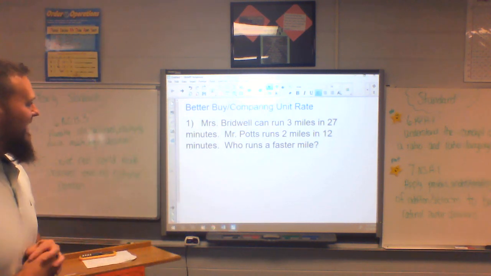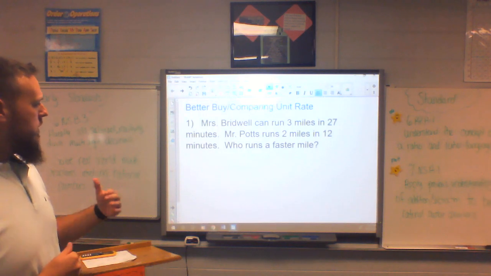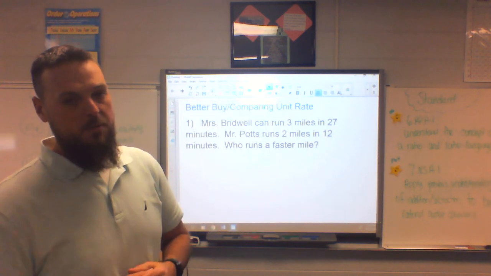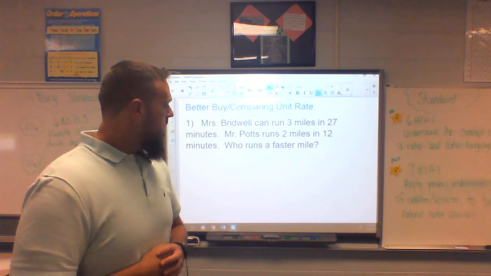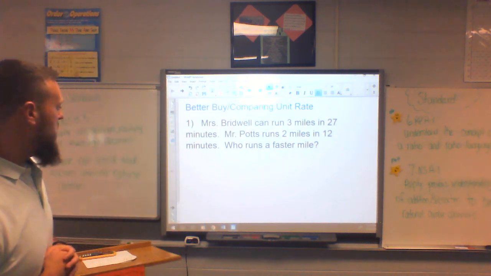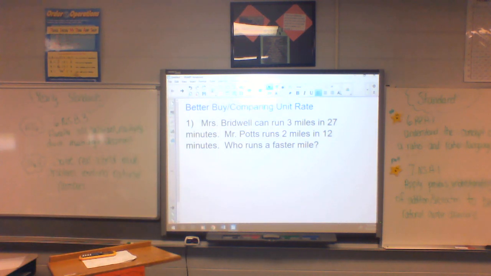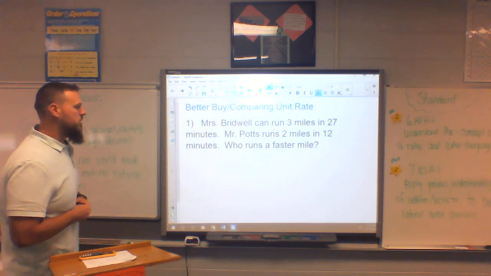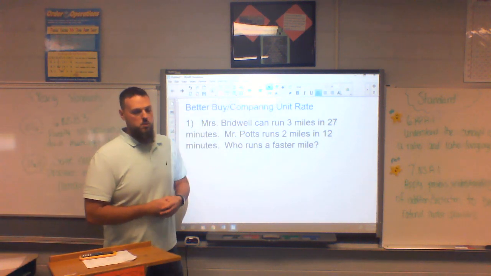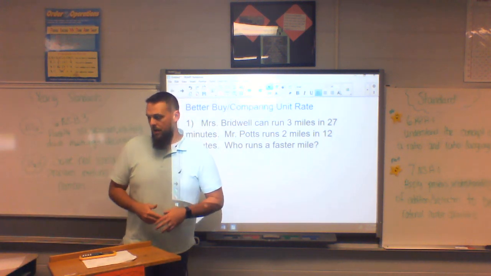So the first thing we're going to look at today is comparing Miss Bridwell to Mr. Potts' run time to see who is the faster runner. Miss Bridwell can run 3 miles in 27 minutes. Mr. Potts can run 2 miles in 12 minutes. So we want to know who can run the faster mile.